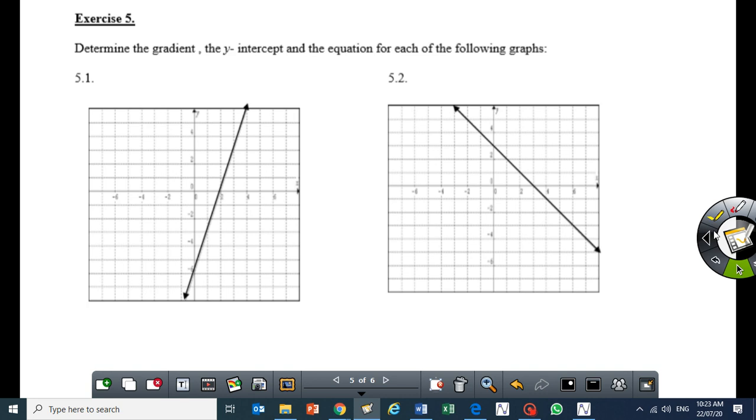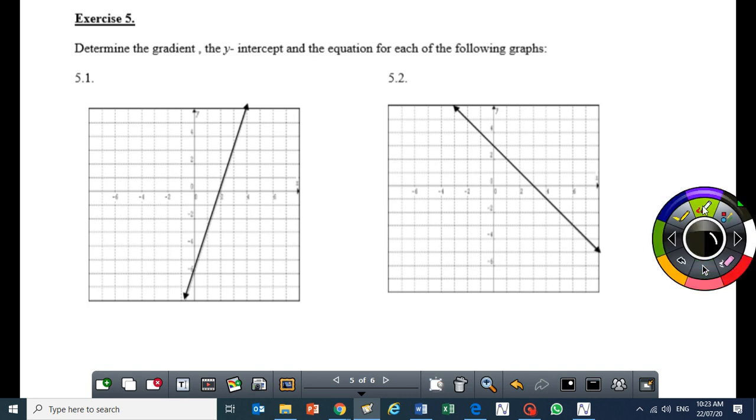The equation of a straight line. The question says determine the gradient, the y-intercept, and the equation in each of the following. Remember, the general form of a straight line is y equals mx plus c.